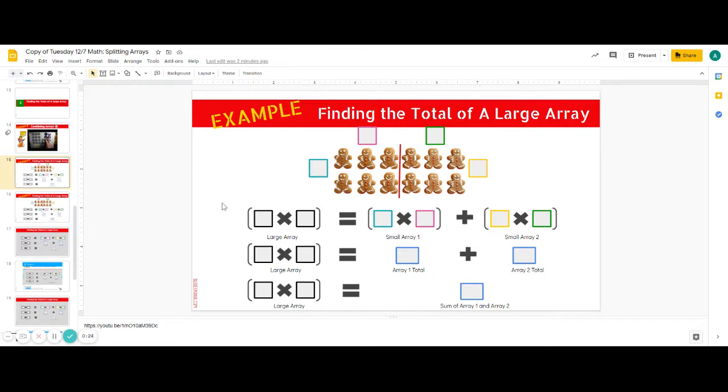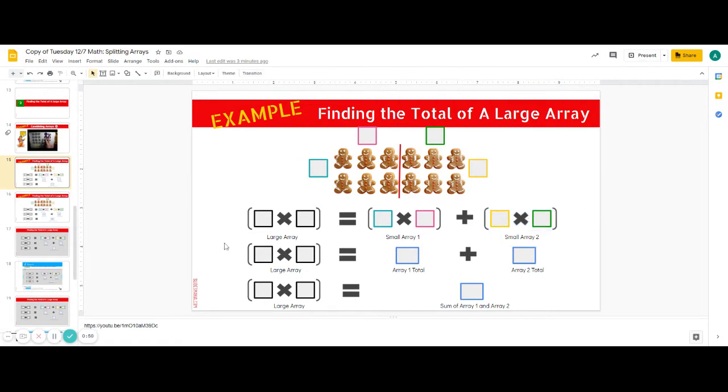We have our large array, and that's equal to array 1 added to array 2. Take a look at the picture and see if that's true. This large array is equal to array 1 and array 2 added together.